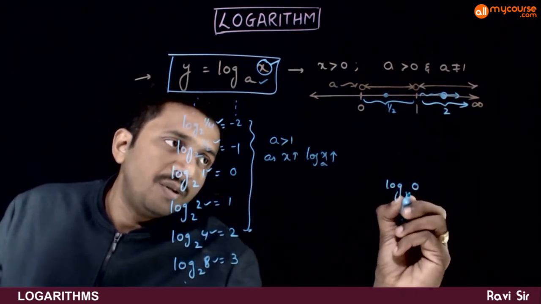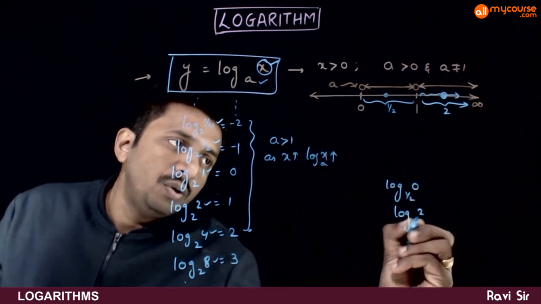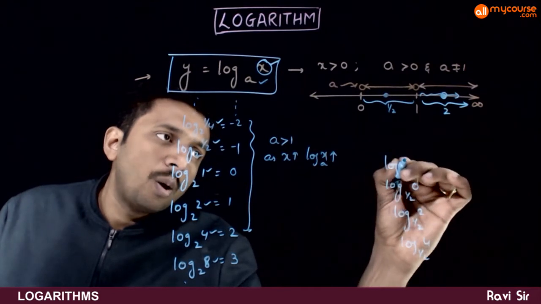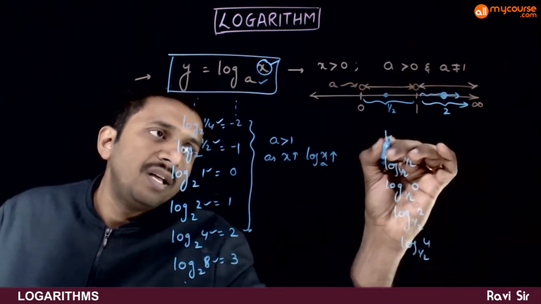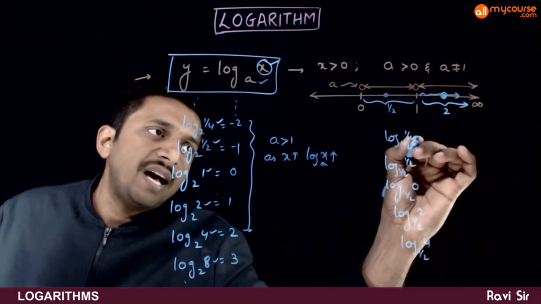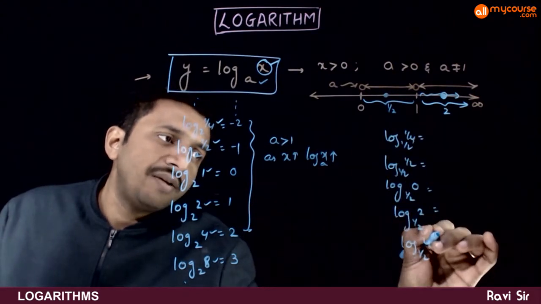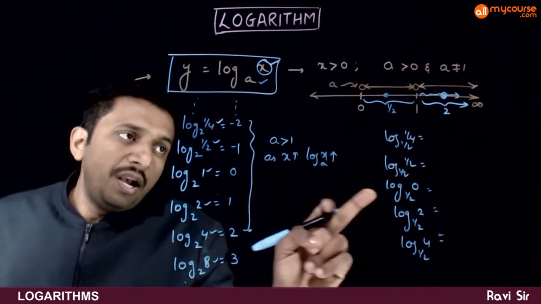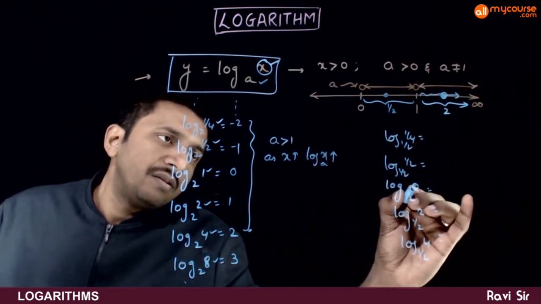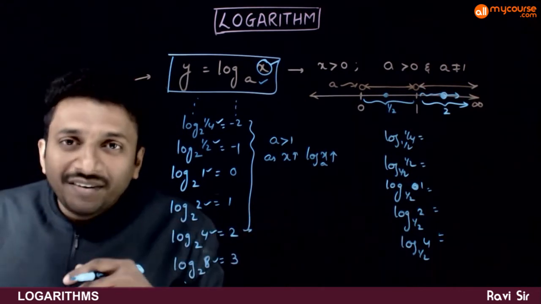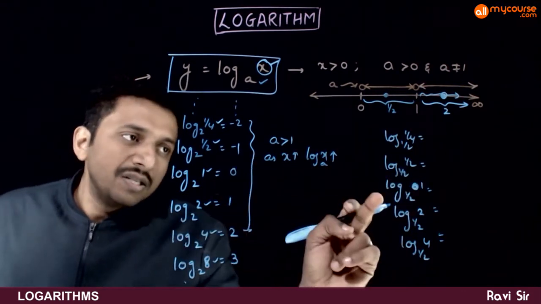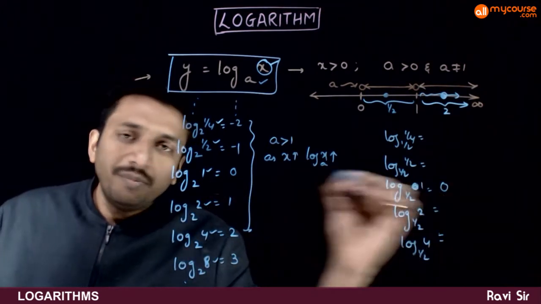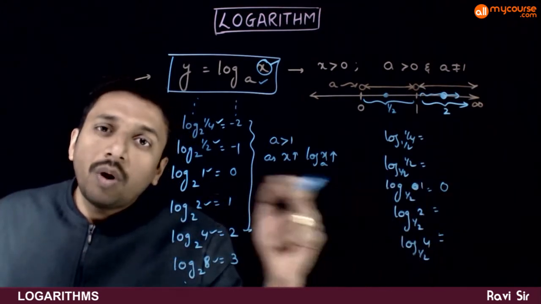Log 0 to the base half, log 2 to the base half, log 4 to the base half, log 1 by 2 to the base half, log 1 by 4 to the base half, and so on. So let us try to calculate these numbers. Now what is the first number? 0 cannot be written in the place of this, so log 1 to the base half. Half should be raised to which power to get 1 as the answer? 0. Half to the power what is 2?